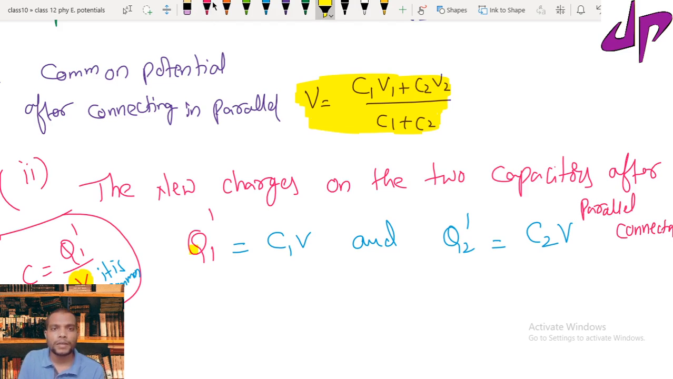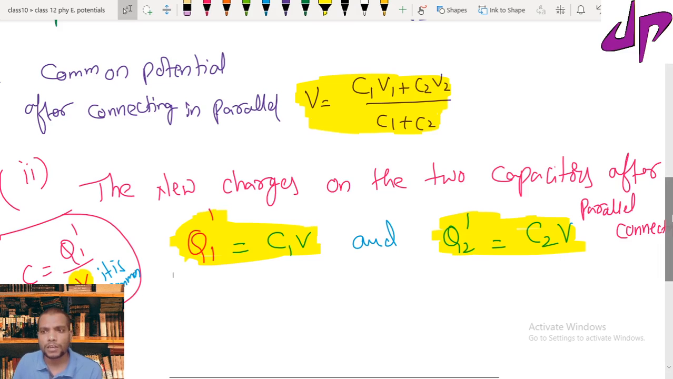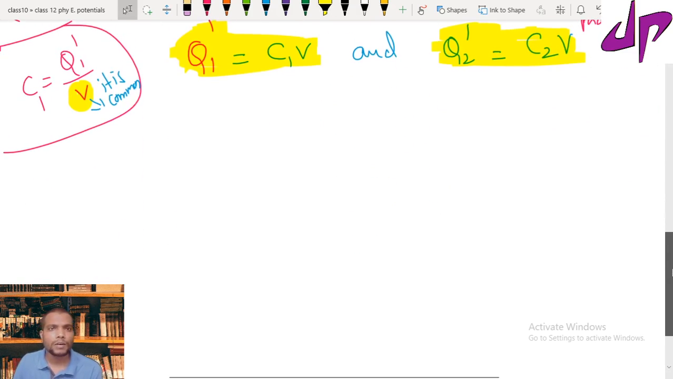So they both will get the new charge. Yeah, that happens because the potential is changed here. Now if the potential is changed, then how much the potential changes, that much should change in the charge.